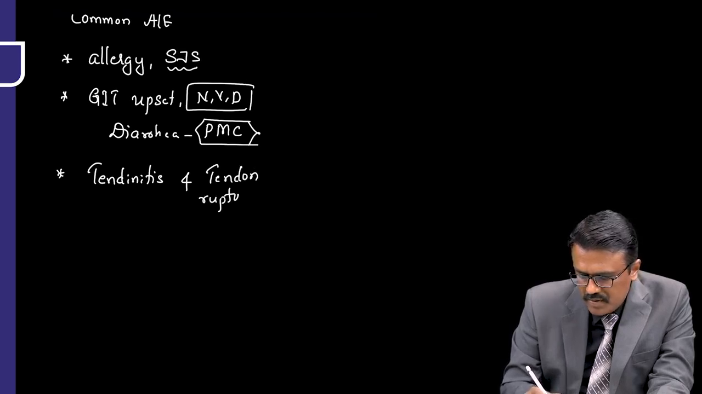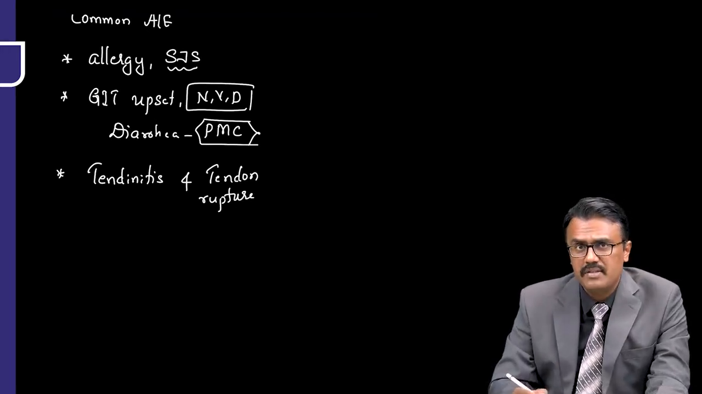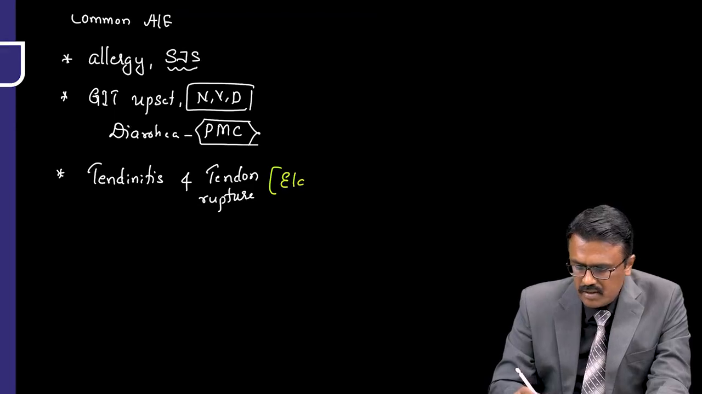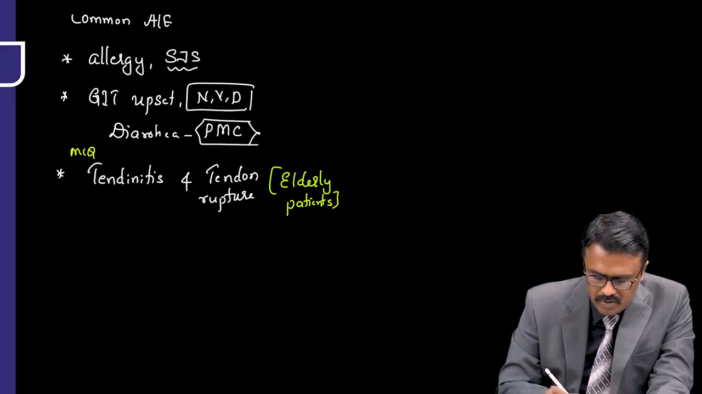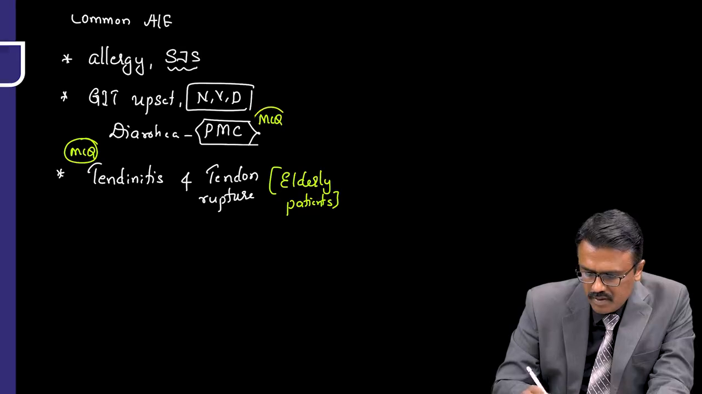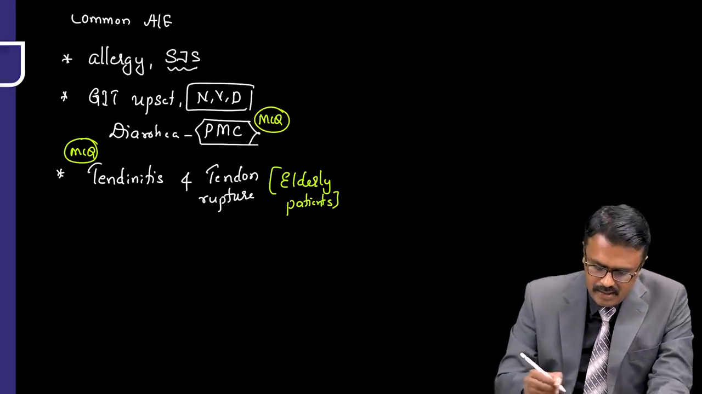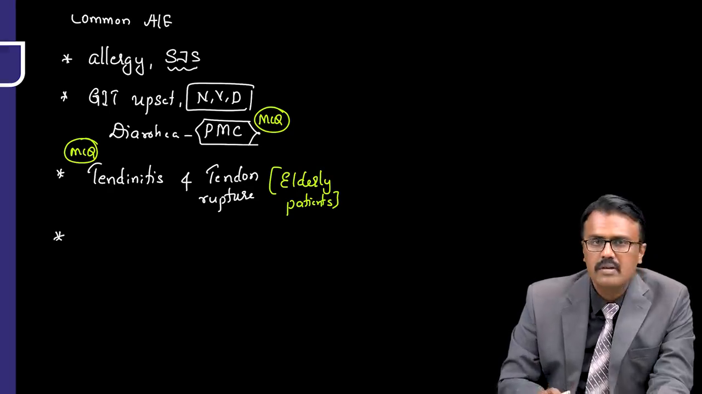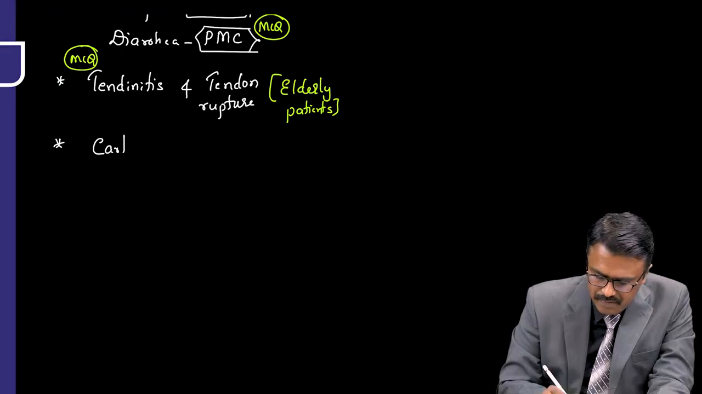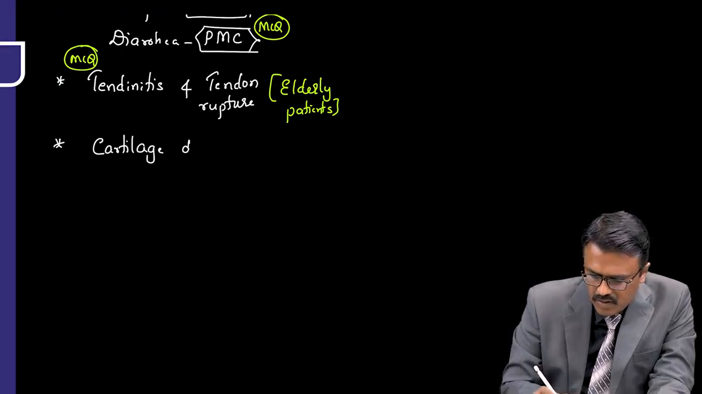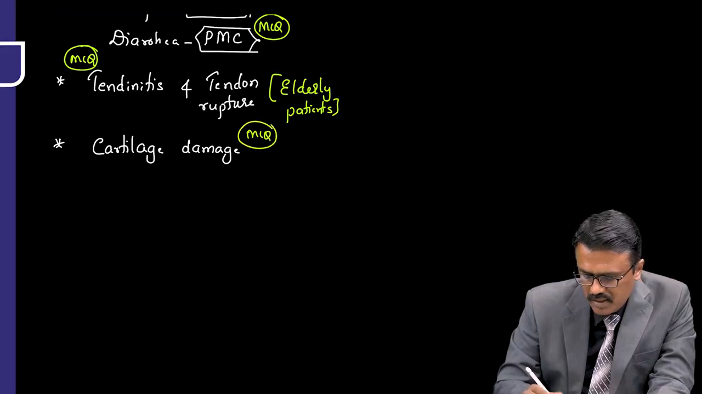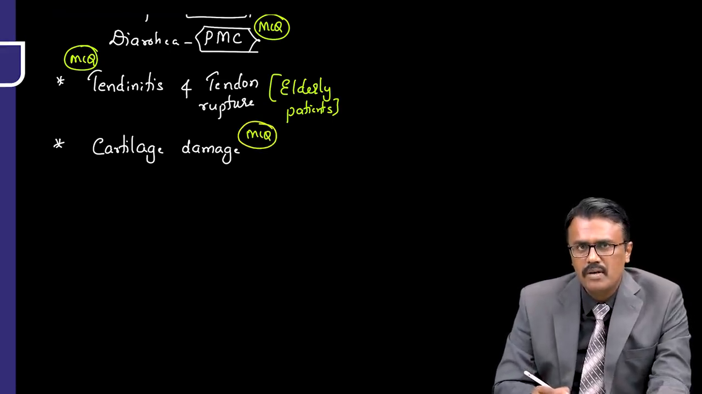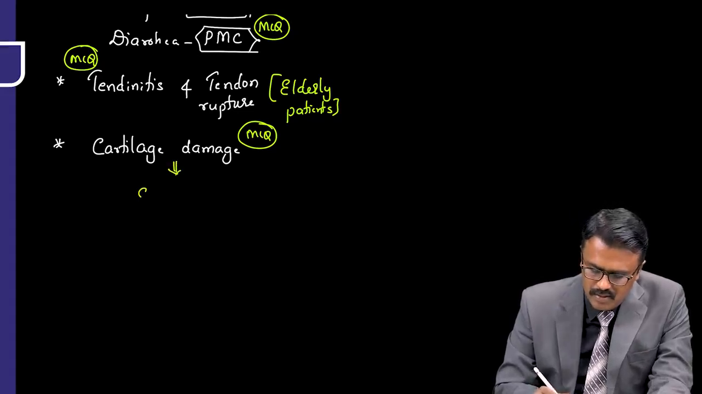Which group of patients is affected by tendinitis and tendon rupture? This is mainly seen in elderly patients. So elderly patients are prone to this problem. Again, a potential question for you; you have to mark these points. Then they can also cause an important problem, cartilage damage, again an important potential question repeatedly asked in exams. You know that cartilage is important for growth, and if it is damaged, growth will be hampered.